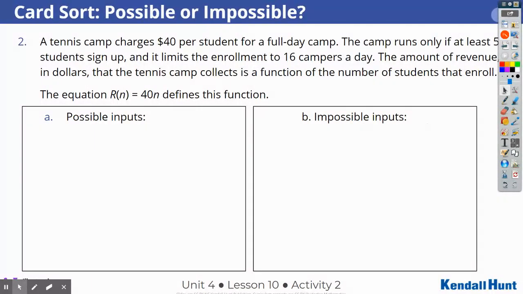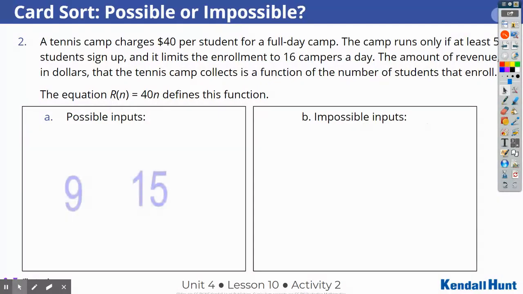Okay, let's look at another situation. We have a tennis camp that charges $40 a student for a full day. The camp runs only if at least 5 students sign up, and it limits the enrollment to 16 campers a day. So the amount of revenue in dollars that the tennis camp collects is a function of the number of students that enroll. And we have the function R = 40N. So go ahead and try to decide if the values are possible inputs or impossible inputs.